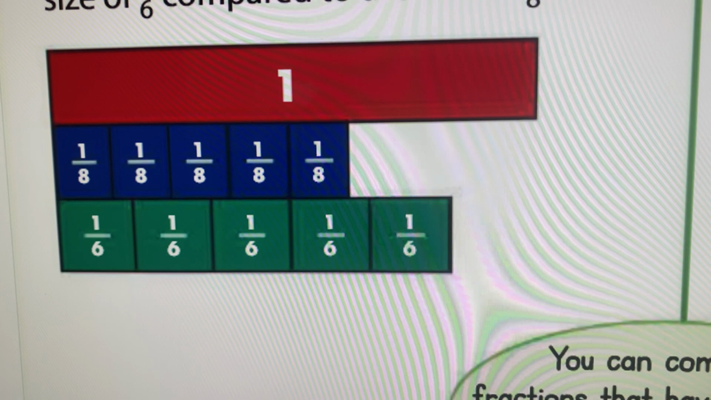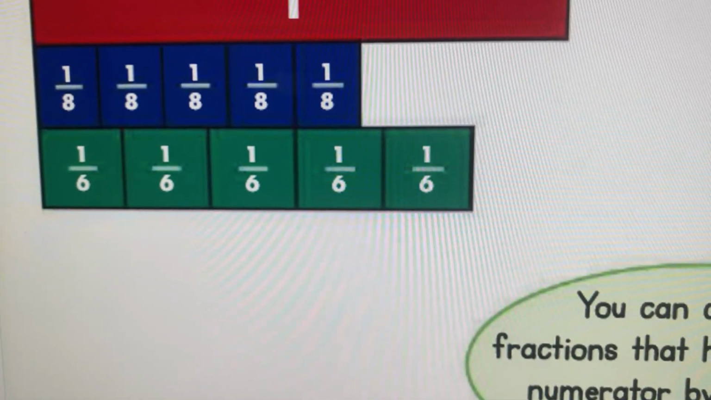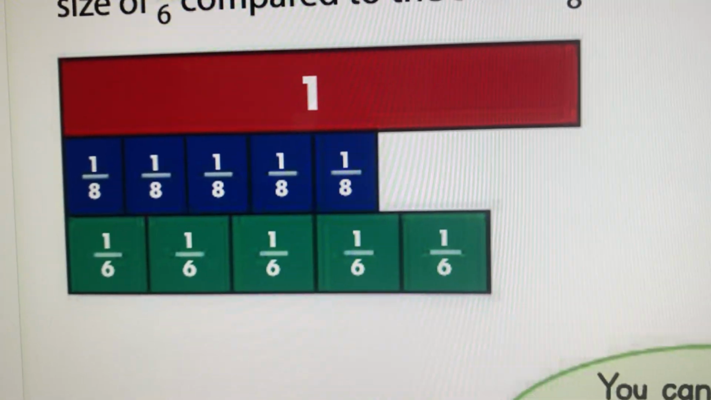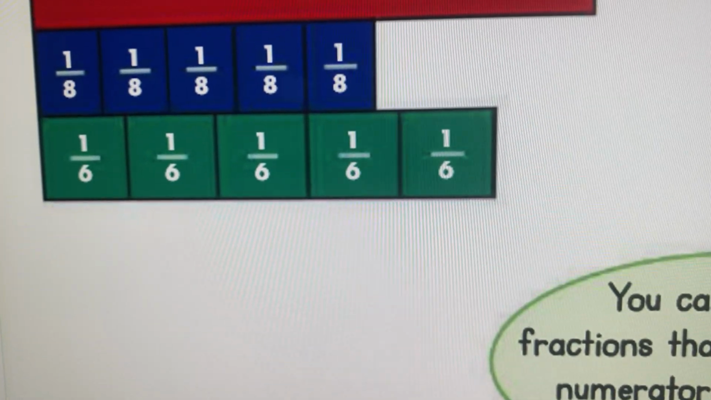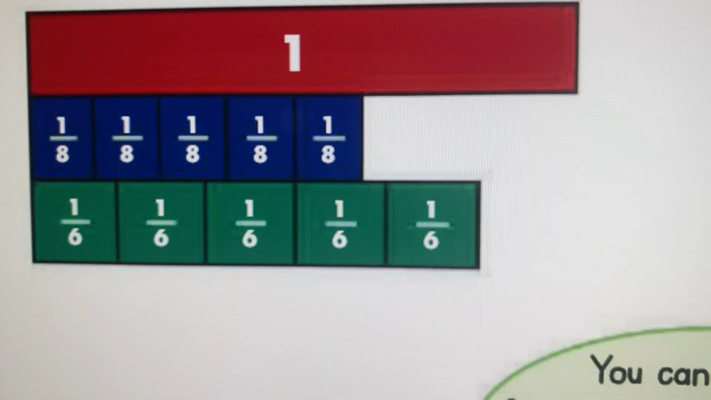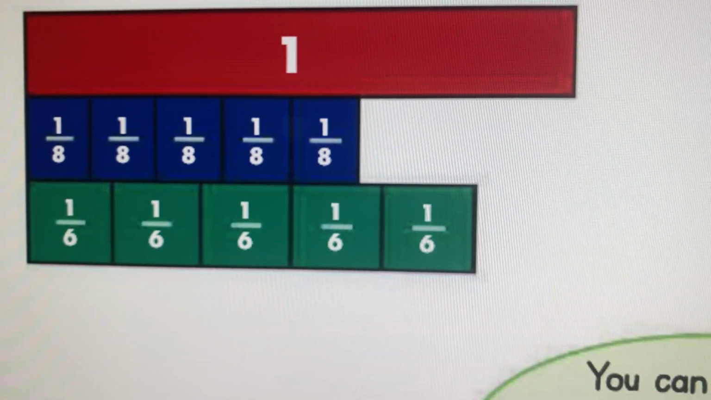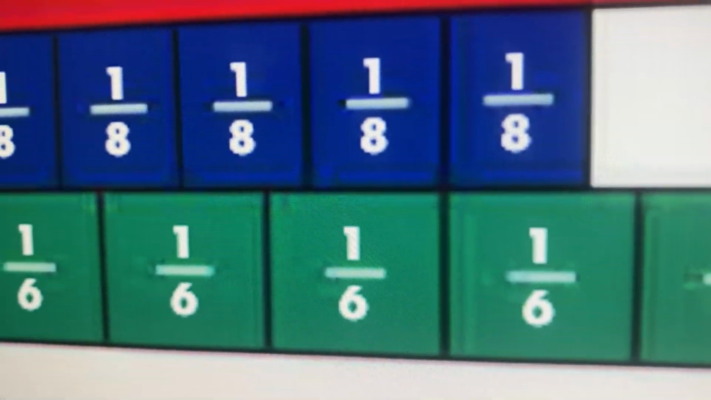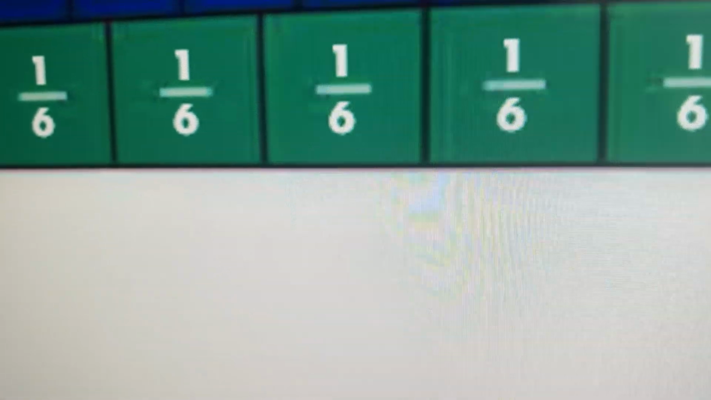5/8 means I need 8 unit fractions of 1/8. And 5/6, I need 5 unit fractions of 1/6. But since I need to break the whole into more equal parts for the 8ths than the 6ths, the 8ths will be smaller in size than the 1/6.